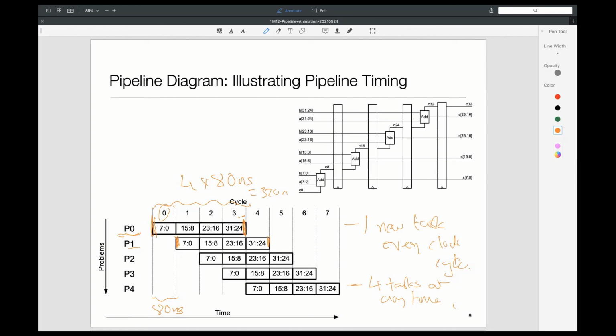Any questions on this? Let me pause out here. Oftentimes this pipelining concept is not clear to people, so I just want to make sure. Okay, so sounds like no questions.